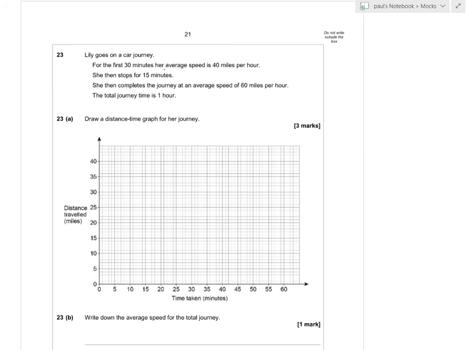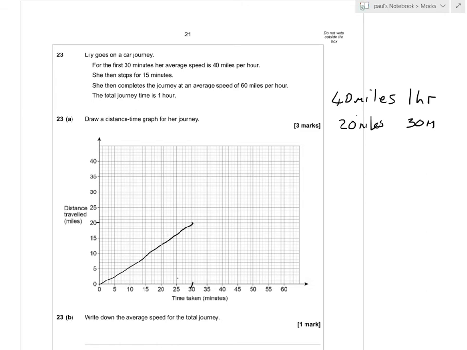Ooh, Lily goes on a car journey. For the first 30 minutes, her average speed is 40 miles an hour. So if she does 40 miles in 1 hour, in half an hour, which is 30 minutes, she's going to go 20 miles. So let's put 20 up there. So assuming she's going at a constant speed, it's going to go up to there.